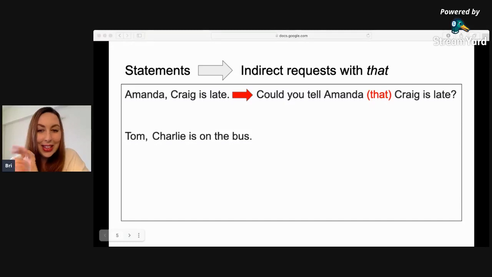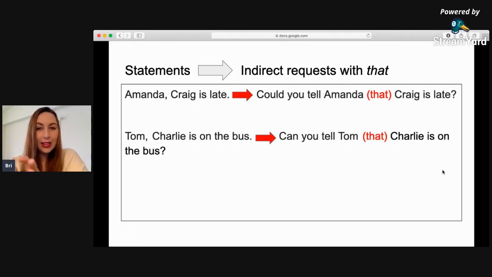Okay, did you write your answer? Very good. Okay, so I'll show you. This is how I did it. We use can for this one. You could use could. Can you tell Tom that Charlie is on the bus? Very good. So remember that that is optional. You could say, could you tell Amanda Craig is late? Can you tell Tom Charlie is on the bus? Or you can include that. It's up to you, and it's up to you if you want to use could or can. Okay, so this is indirect requests with statements.